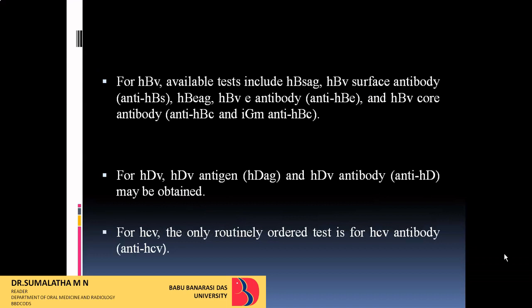The specific tests available for hepatitis B virus include hepatitis B surface antigen, hepatitis B virus surface antibody, hepatitis B E antigen, hepatitis B virus E antibody and hepatitis B virus core antibody. So these are the specific tests for diagnosing hepatitis B virus. For hepatitis D virus, the specific tests include hepatitis D virus antigen and hepatitis D virus antibody. Whereas for hepatitis C virus, the only routinely ordered test is the hepatitis C antibody test.